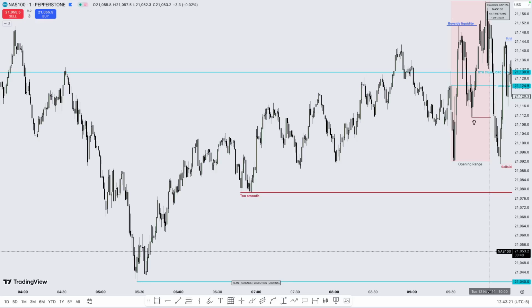Hello everyone. Today I'm going to be showing you how to identify the high resistance signatures in price action. I'm going to be highlighting a few things, the fair value gaps.